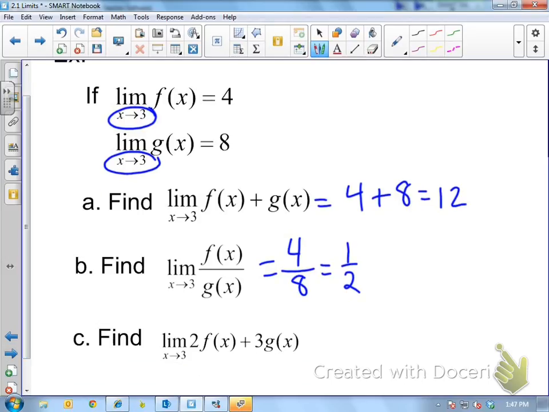What about the last one? Yep, I heard someone say 32. We have a constant 2 times f of x, so the limit of f of x is 4. Limit of g of x is 8. So multiply those out, add them together, and get 32.